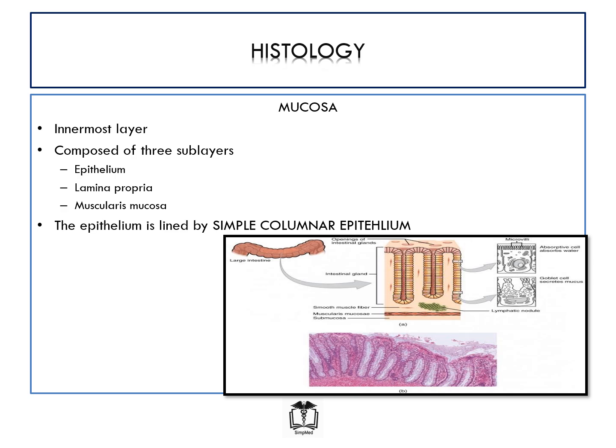Then we have the lamina propria that contains a number of connective tissues. And then finally, we have the muscularis mucosa, which is muscle structures that are present within the mucosa.